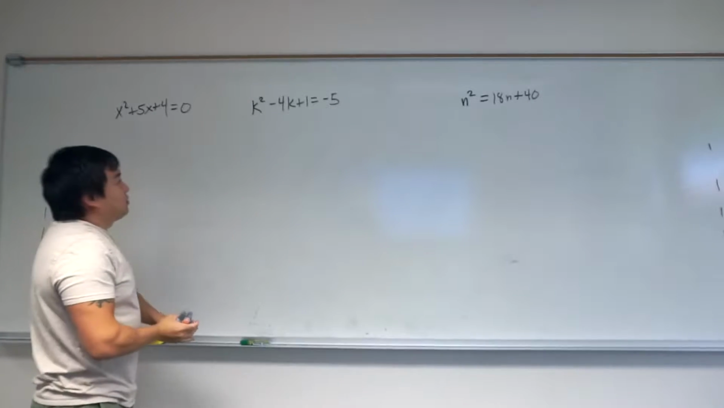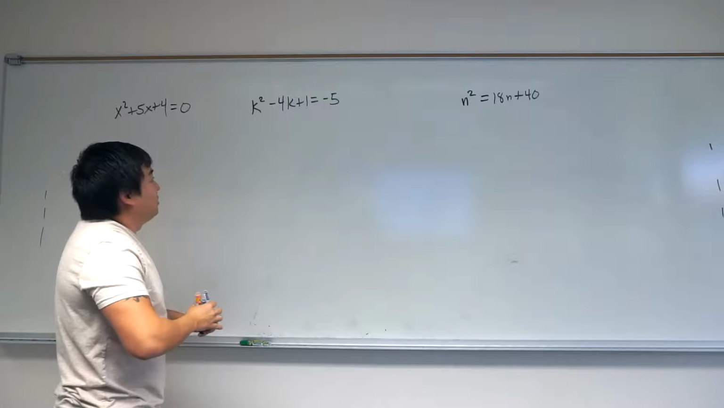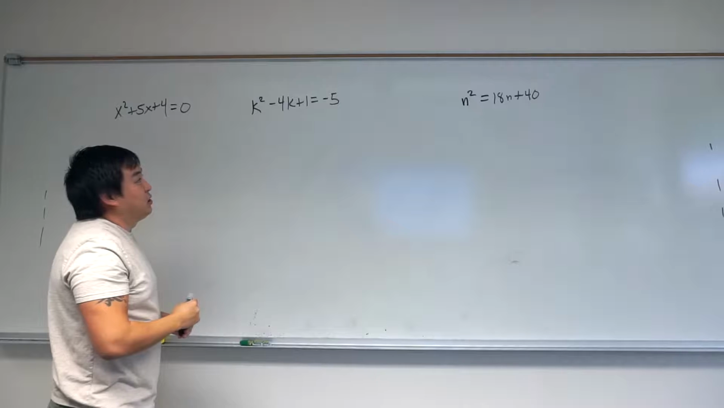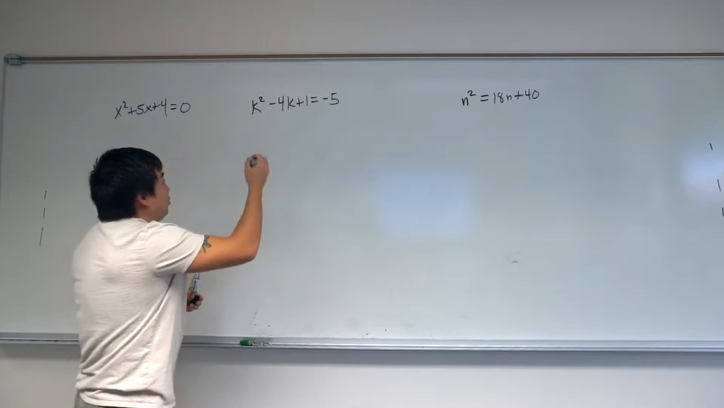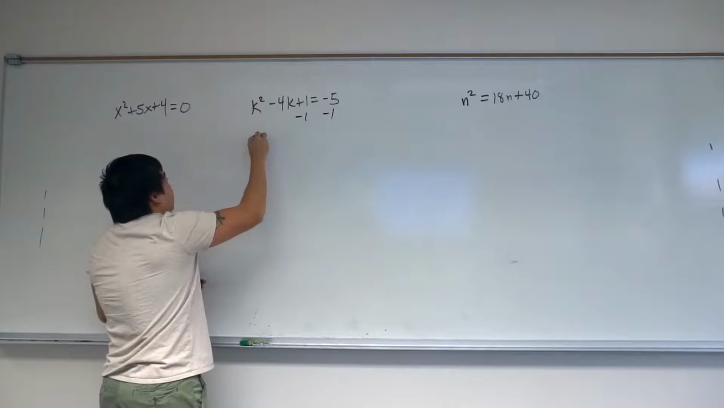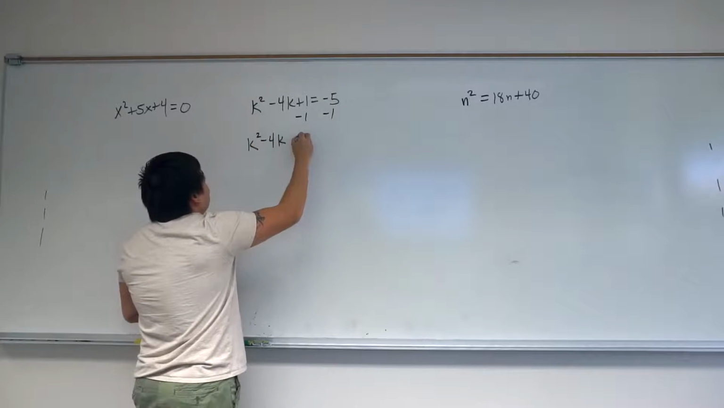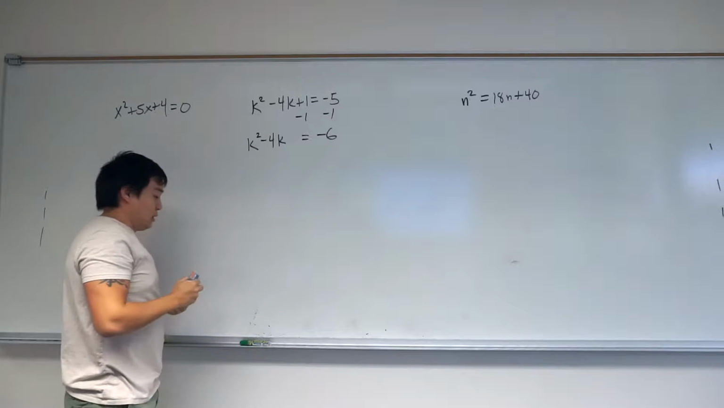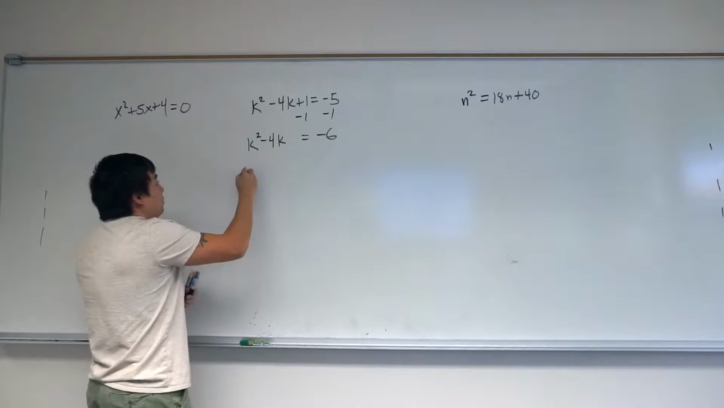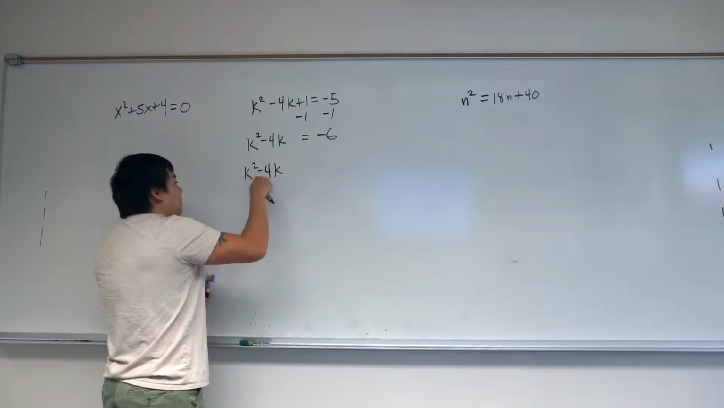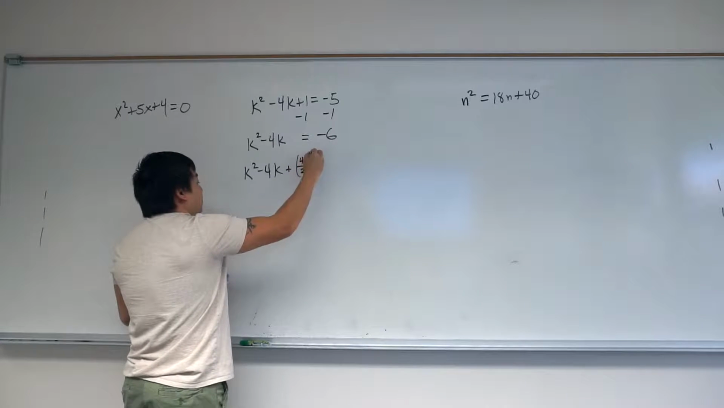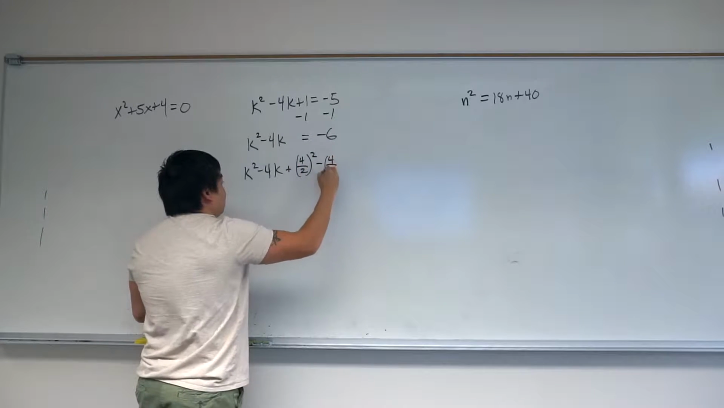Okay, so let's go ahead and do another problem. Again, the constants themselves don't have to be anywhere in particular. So I can bring over this -1 if I wanted to, or the +1 as a minus, and get k squared minus 4k is equal to -6. Now apply completing the square to that by taking the middle number, dividing it by 2 and squaring it, and then subtracting it.